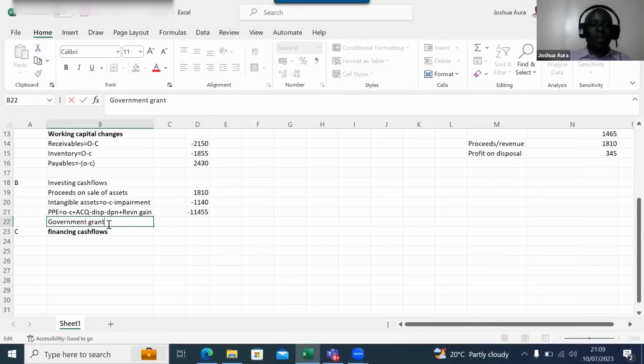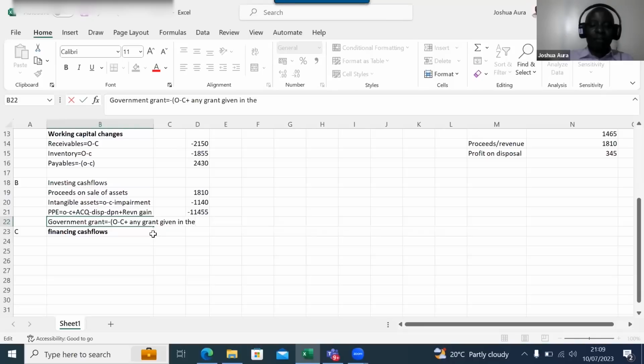I'll write down the formula. So we have equals. I have to say minus because this is a liability. So I open brackets. I'll say opening minus what here, somebody? Minus closing. Opening minus closing. Plus any grant given in the year.